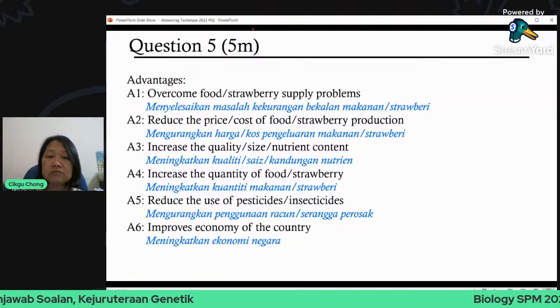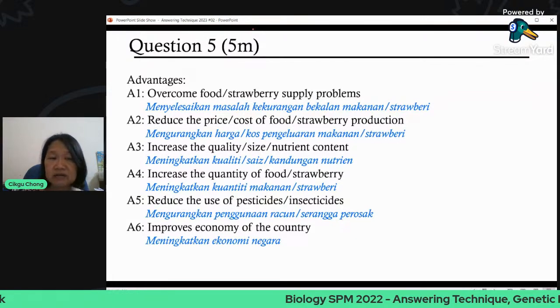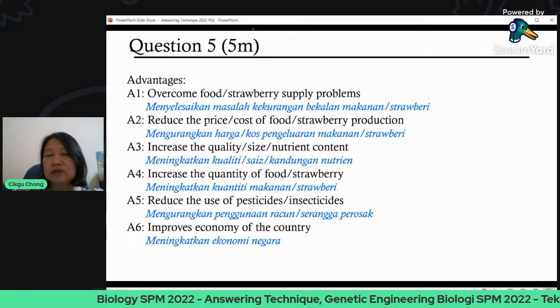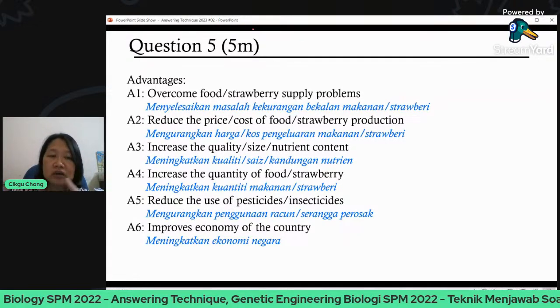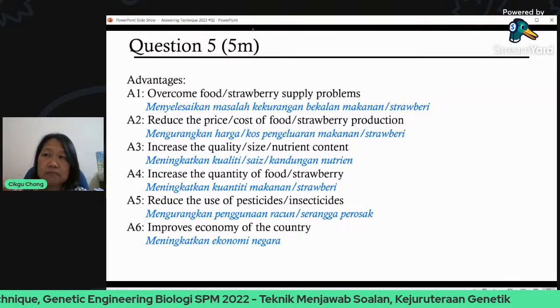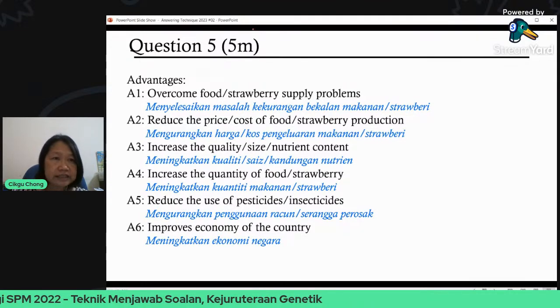Okay, improves the economy of the country because you have better penghasilan, right? You got more money, or you sell it, it become more expensive because you got bigger fruit, mah. So it also can improve the economy of the country, lah. Dapat meningkatkan pendapatan petani and so on. Okay, same point. Okay, that is the advantages.